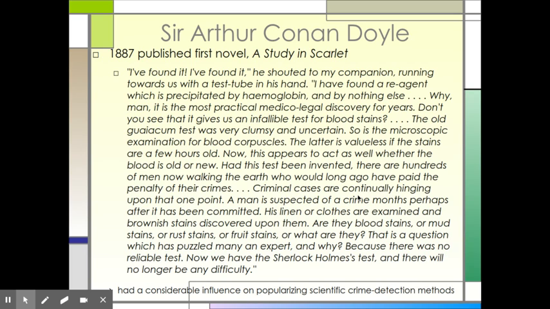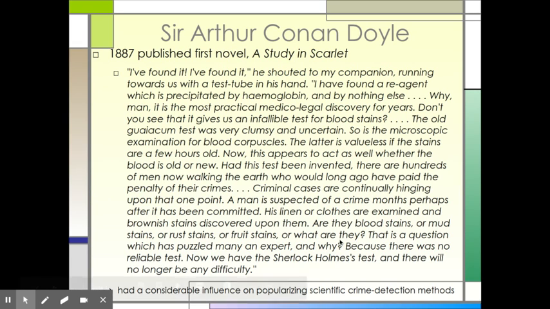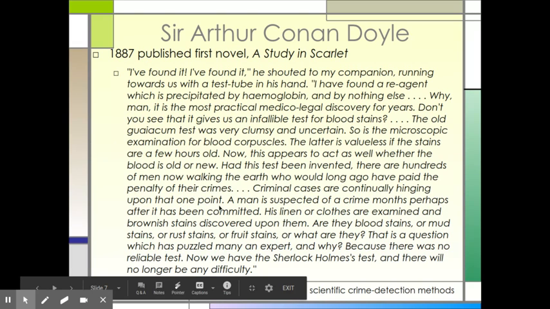Criminal cases are continually hinging upon that one point. A man is suspected of a crime months, perhaps, after it has been committed. His linen or clothes are examined and brownish stains discovered upon them. Are those stains bloodstains, or mud, or rust, or fruit, or what are they? That is a question which has puzzled many an expert. And why? Because there was no reliable test. Now we have the Sherlock Holmes test, and there will no longer be any difficulty.